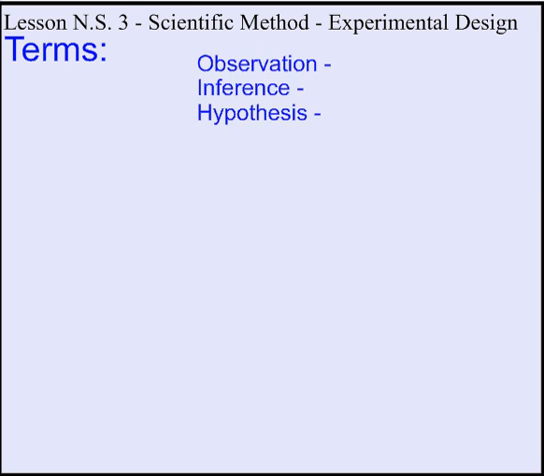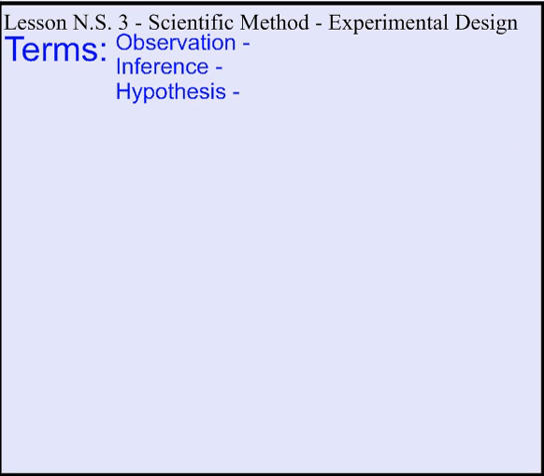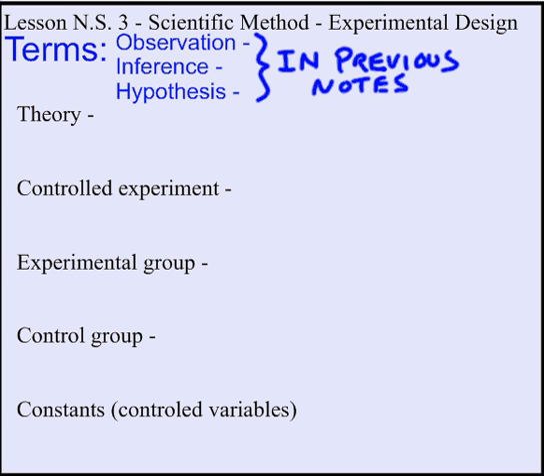Now, the first three, observation, inference, and hypothesis, we have already defined. These are in previous notes. You can just go back and look up those definitions if you need them. These are some additional vocabulary words that we need to define and get into our notes.